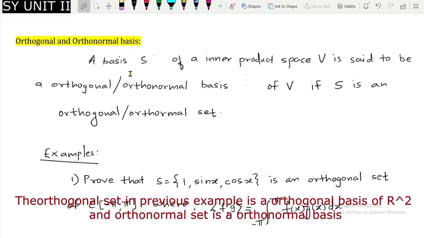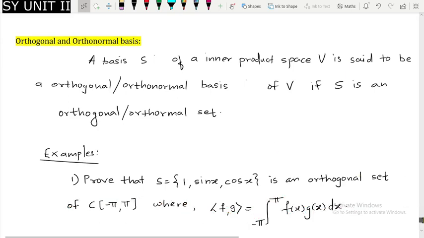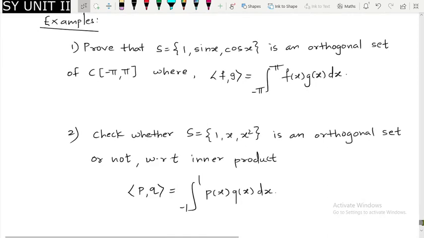And if the set is a basis and that set is orthonormal also, then it becomes what? An orthonormal basis. So the definition is simple. A basis S of an inner product space is said to be orthogonal or orthonormal if S is an orthogonal or orthonormal set. Okay. So now let us see a few examples where we are supposed to check whether the given sets are orthogonal sets or not.